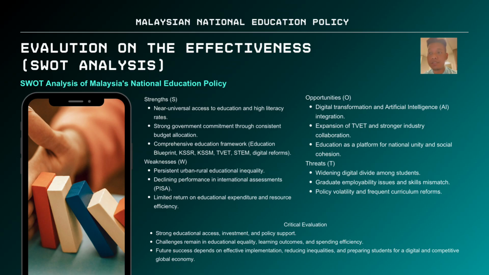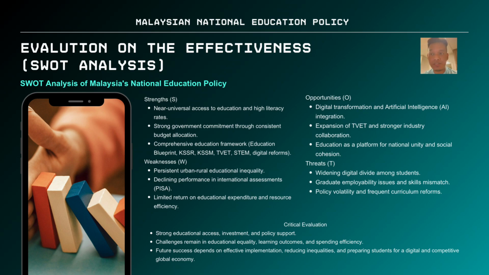At the same time, Malaysian performance in international assessments such as PISA 2022 has recorded a decline in mathematics, science, and reading. This raises important questions regarding the effectiveness of policy implementation and educational delivery mechanisms. The issue is no longer whether Malaysia has sufficient educational policies, but whether those policies are being implemented effectively and equitably across all regions. So, moving on to opportunities.